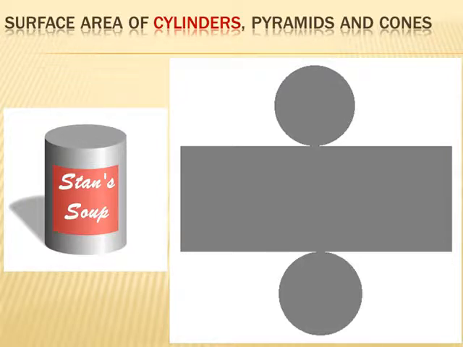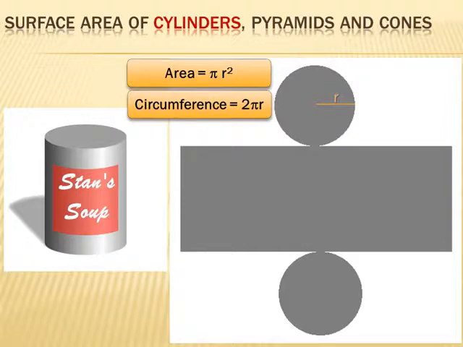Now, if we knew a little bit of information about these shapes, we could figure out the surface area of the entire thing. Let's start with the circles. If I knew the radius of that circle, I could calculate the area, because I know the formula for the area of a circle is pi r squared, pi times the radius squared. I also know that the circumference of a circle is 2 pi r. In other words, if I multiply 2 times pi times that dimension r, I'm going to find out the distance all the way around that circle.